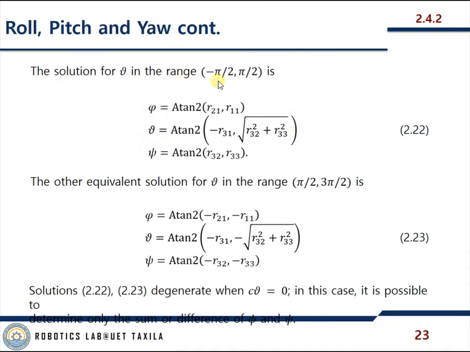The solution for theta in the range of minus pi by 2 to pi by 2 is equal to this one. The other equivalent solution for theta in the range of pi by 2 to 3 pi by 2 is this one. The solution is degenerate when c theta is equal to 0. In this case, it is possible to determine only the sum or difference of phi and psi.